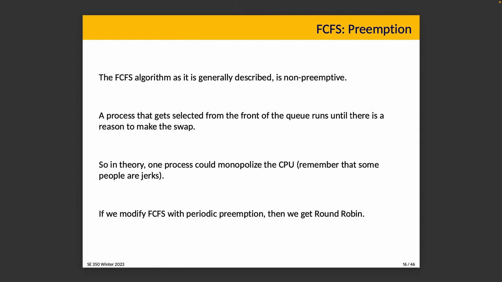Okay. So as we can see, first come, first served is not ideal for all situations, and generally, as it's described, it is non-preemptive. That is to say, a process that gets selected from the front of the queue runs until there is something that triggers a reason to swap to a different process. In theory, one process could, as we've seen with an infinite loop or something like that, monopolize the CPU, whether that's intentional or unintentional is variable, but you know, remember that some people are jerks. And so that wouldn't be good. And one possible solution is to modify first come, first serve to have periodic preemption. And if we do that, we get a new system, round robin.